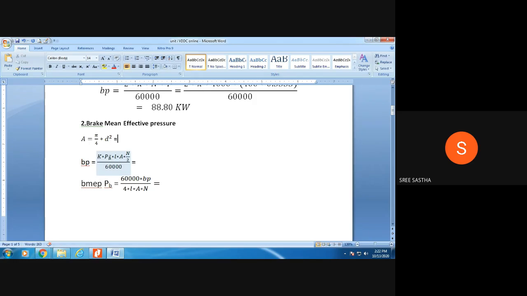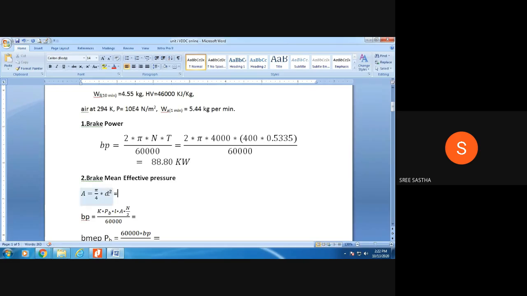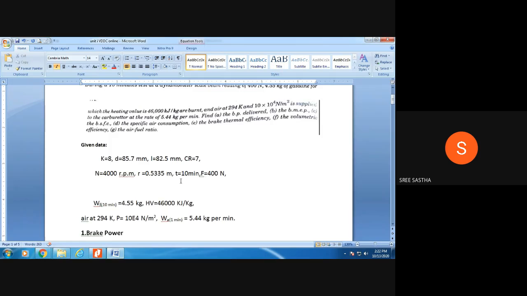So I will be keeping PB here, and I will be taking the other terms to the left hand side. You can see 60,000 into BB 4L A N. How is it 4L? Let me explain. First, for this I need the area. Let me calculate the area. So area is pi by 4 d square. What is that d? You see, the bore.